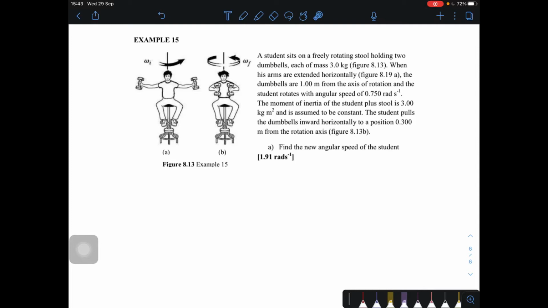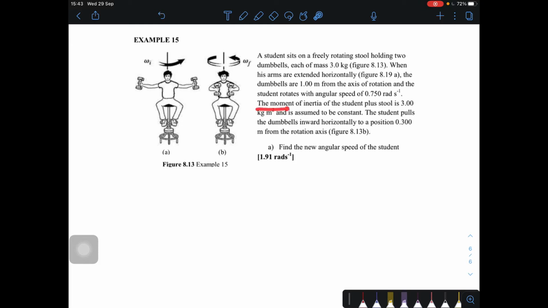Next one, let's look at example 15. A student sits on a freely rotating stool holding two dumbbells, each of mass 3 kg. When his arms are extended horizontally, the dumbbells are 1 meter from the axis of rotation and the student rotates with angular speed 0.75 radian per second.